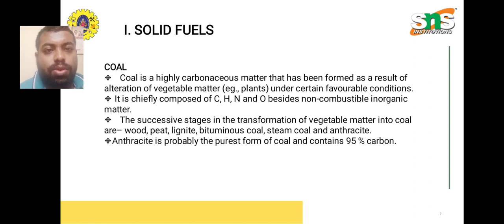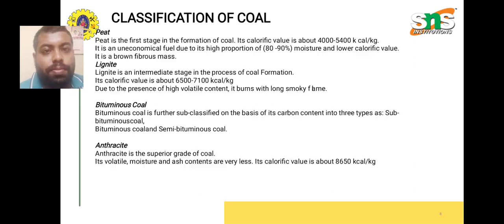Solid fuels. Coal. Coal is a highly carbonaceous matter that has been formed as a result of alteration of vegetable matter, for example plants, under certain favorable conditions. It is chiefly composed of carbon, hydrogen, nitrogen and oxygen besides non-combustible inorganic matter. There are successive stages in the transformation of vegetable matter into coal: wood, peat, lignite, bituminous coal, steam coal and anthracite. Anthracite is probably the purest form of coal and contains 95% carbon.